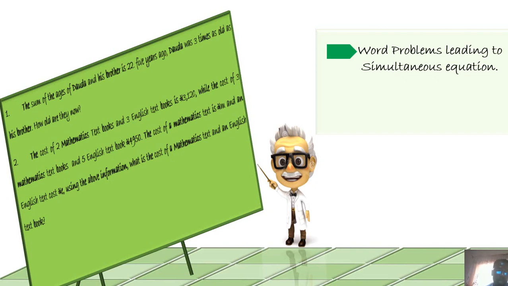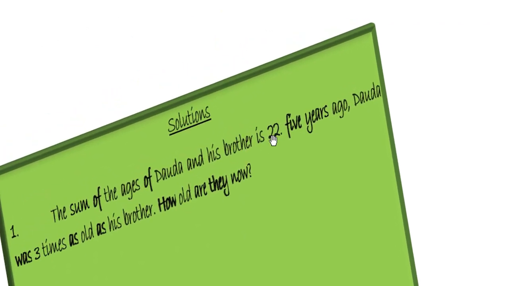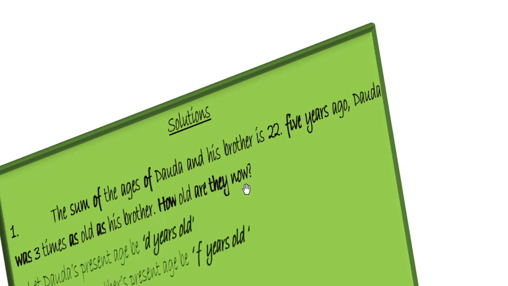The first example says that the sum of the ages of Dauda and his brother is 22. 5 years ago, Dauda was 3 times as old as his brother. How old are they now? So the sum of ages of Dauda and his brother is 22. 5 years ago, Dauda was 3 times as old as his brother. How old are they now? So let's look at it.